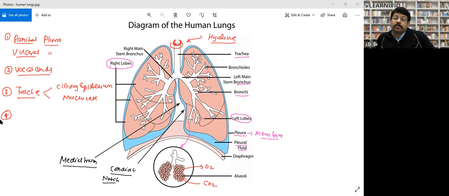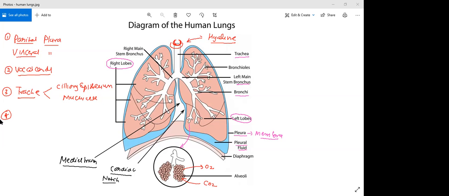One more important function I want to tell you: these ciliary epithelium do not have the capacity of regeneration. Whenever a smoker starts smoking, they start dying, and in a smoker they die completely, but they never regenerate. So smokers are more prone to respiratory diseases because of the death of the ciliary epithelium. Is it clear to all of you? Did you get it? Okay.